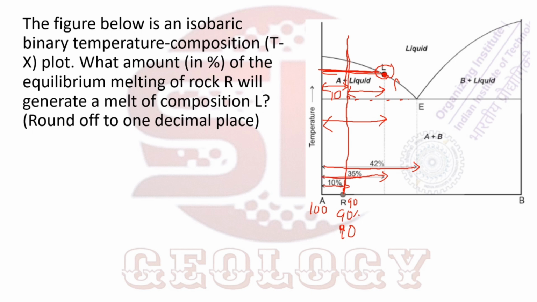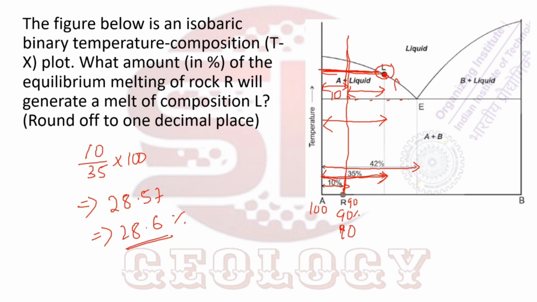This whole thing is given as 35%. So it will be 10 by 35 into 100, which is 28.57. We round to one decimal, so it will be 28.6%.